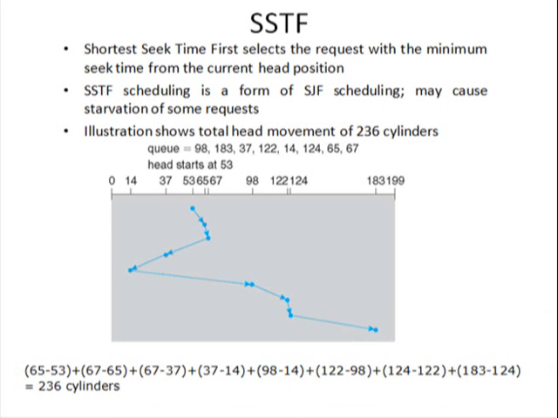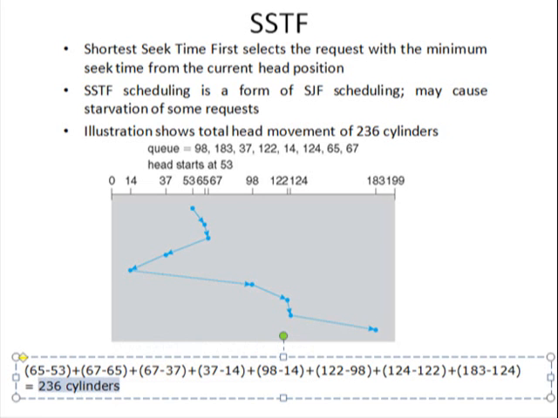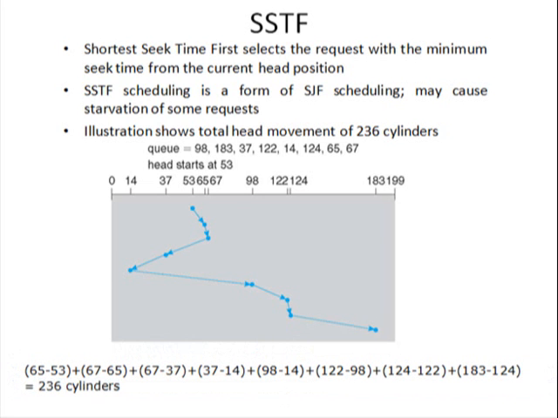If you add all the head movements together, you get the total head movement for this queue when using the SSTF algorithm, and in this scenario it comes out to be 236 cylinders. So total head movement in this scenario is 236 cylinders. Now this is about the shortest seek time first, or SSTF, algorithm.